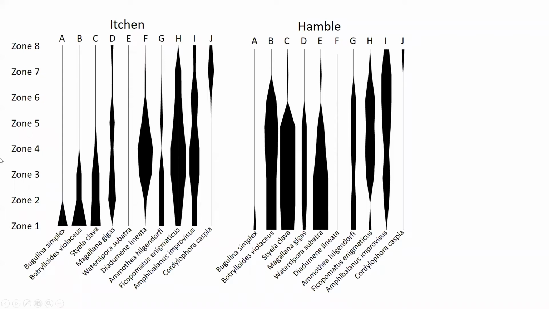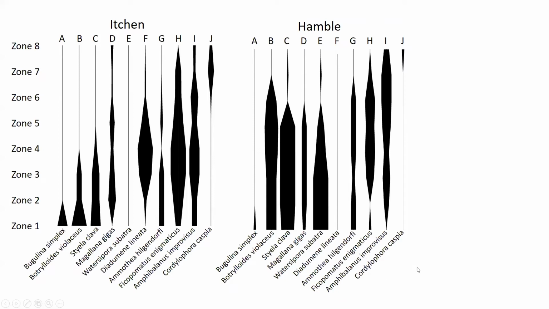So what did we find? Well, in the Itchen, the species are ordered roughly with their center of maximum abundance running up the screen from the seaward side, zone 1, to the freshwater end, zone 8. In the Hamble, the species are presented in the same order, but it doesn't look quite so progressive in that case, and we will identify why that is in a moment.